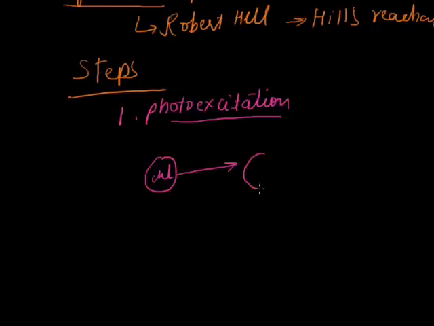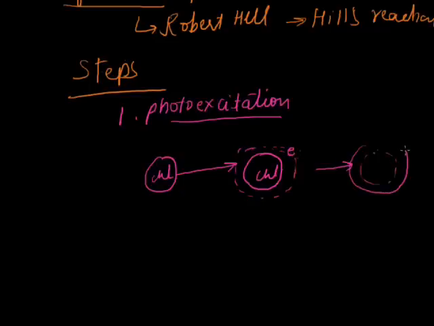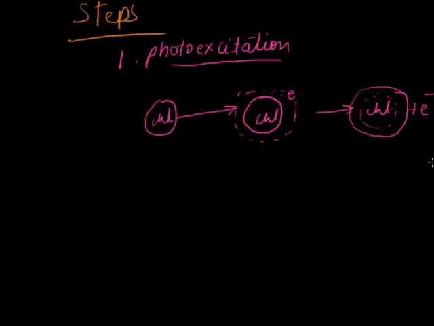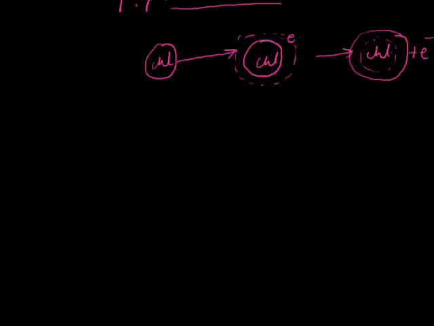This chlorophyll molecule, on receiving a packet of energy, that is a photon, will be excited to a higher energy level. This is an electron shown. So this chlorophyll molecule has now been excited to a higher energy level, plus 1 electron is released. So this is the photoexcitation, which is the first step of light reaction.